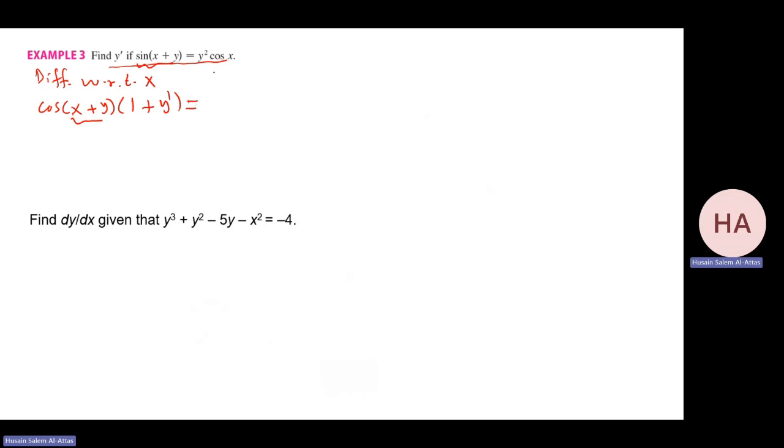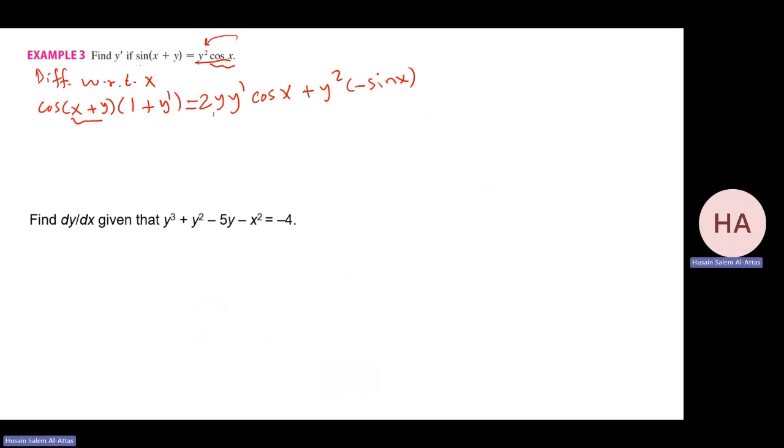Equal. What's the derivative of y squared? It will be 2. Now it's a product. I have a product of two functions here: y squared times cosine x. So the derivative of the first, 2y, y prime, times cosine x, plus y squared, derivative of cosine, which is minus sine.